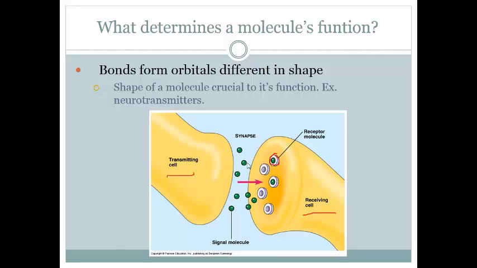Whether or not the neurotransmitter can bind to the receptor is dependent upon the structure of that neurotransmitter. Just a slight change in the neurotransmitter structure can make it unable to bind to the receptor, and you would lose the ability to communicate. So the shape of the molecule, the structure of the neurotransmitter, is absolutely crucial to its functioning. We're going to see this theme of the relationship between structure and function throughout this entire course. This completes our lesson.